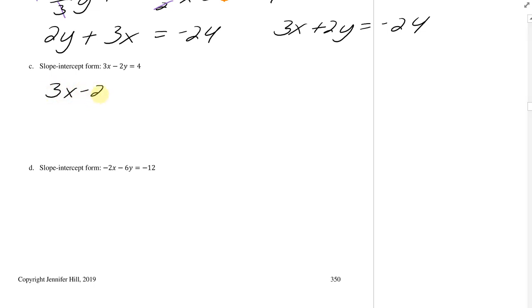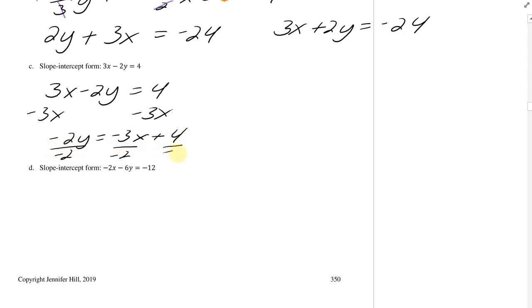So in this case, I've got 3x minus 2y equals 4. First I'll start by subtracting off the 3x. So I get negative 2y equals negative 3x plus 4. And then I can divide each side by negative 2. So I get y equals 3 over 2x minus 2. So that would be my answer in this case.